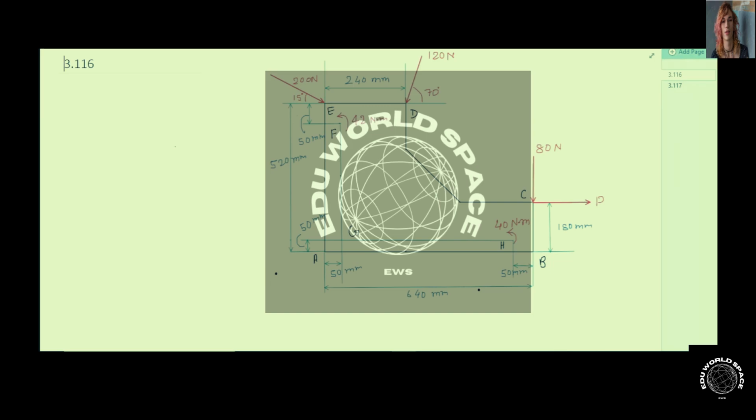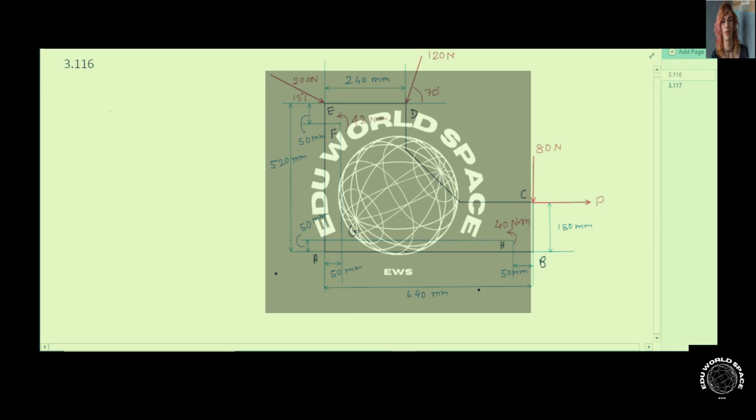Problem 3.116. In this problem, we have to find the location of a rivet that should be placed either on line GF or on line GH in such a way that it prevents all the unnecessary motion. It means that it actually balances all those forces and moments acting on this object.